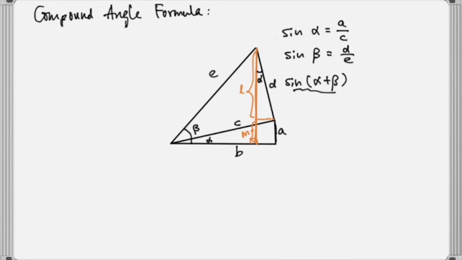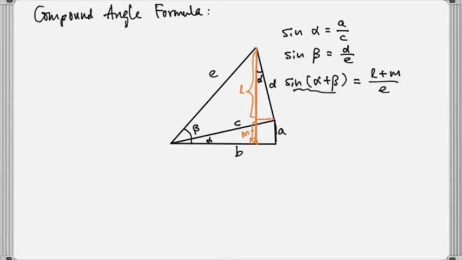So what is sine of the angle alpha plus beta, using the orange line as the opposite side to my right triangle? That is simply going to be equal to L plus M, right? That length of the whole total orange line, divided by its hypotenuse, which is E. Okay, so now let's figure out what L and M are.